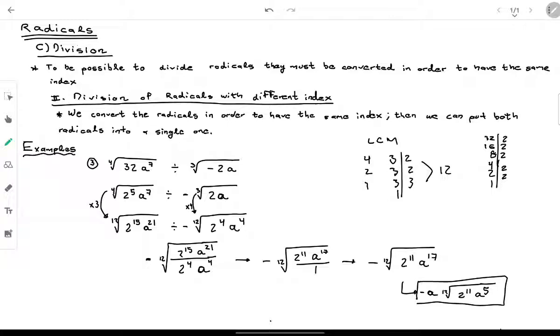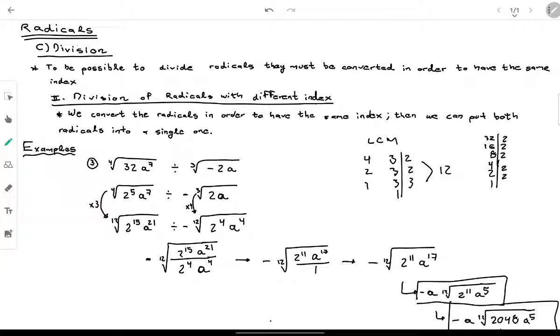Of course, somebody can say 2 to the 11 and put something like 2048, a to the 5. Both answers will be correct.